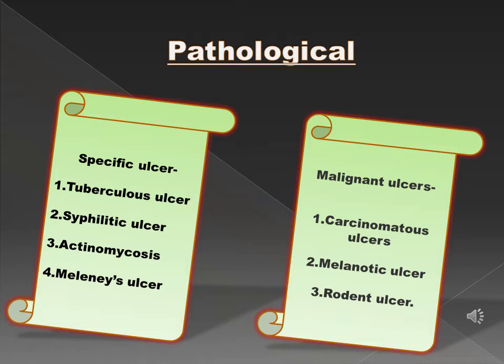Now the pathological classification of ulcer. Firstly, we'll go with specific ulcers, which include tuberculous ulcer, syphilitic ulcer, actinomycosis or Meleney's ulcer, and the next category, malignant ulcers, which include carcinomatous ulcer, melanotic ulcer or rodent ulcer. We'll elaborate these points in further slides.